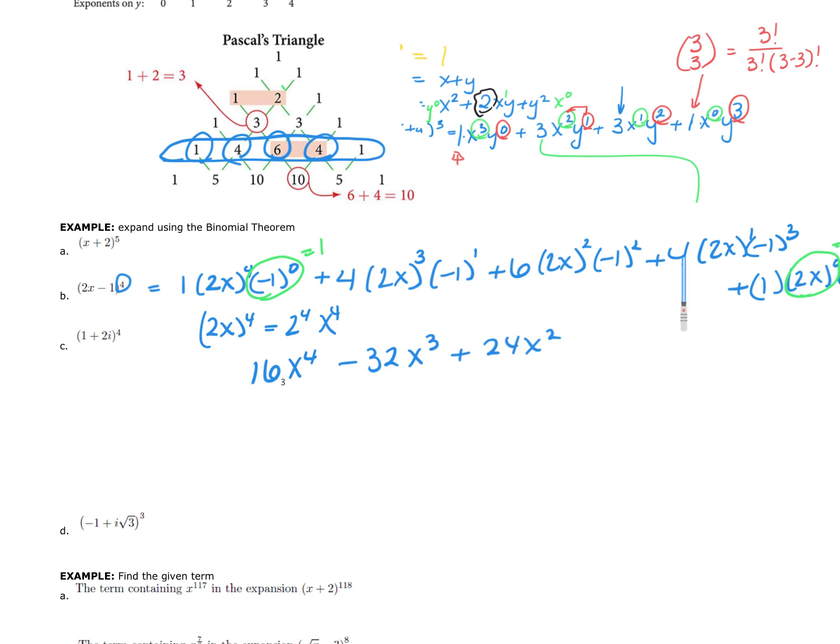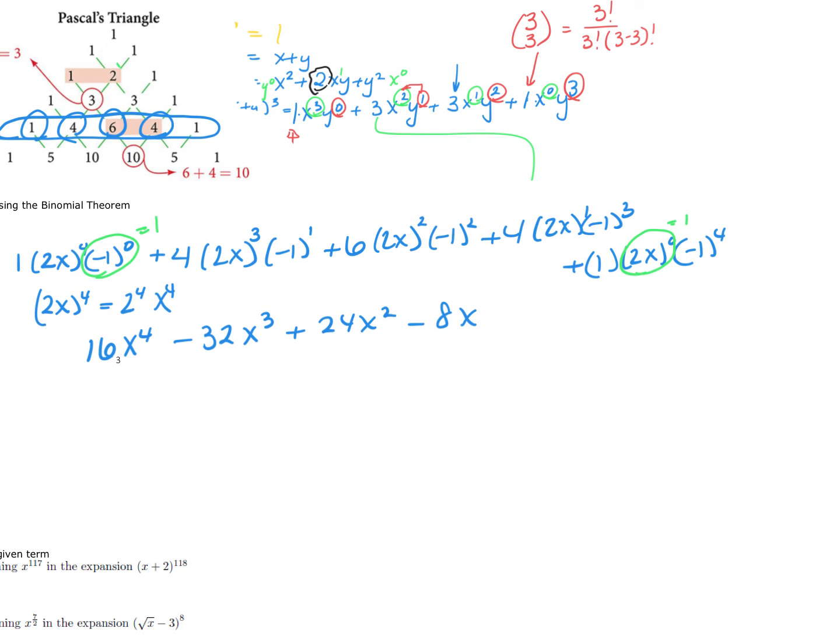I have the 4 multiplied by 2, that gives me 8, multiplied by negative 1 to the 3rd gives me a negative 8. So negative 8x, because it's x raised to the 1. My last term, 1 multiplied by 1, multiplied by negative 1 raised to the 4th power, which is plus 1.